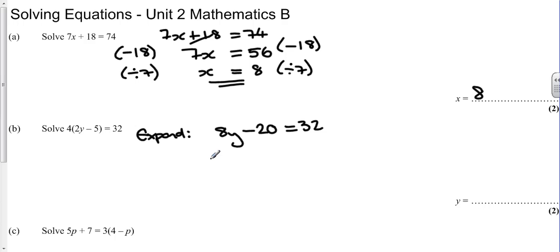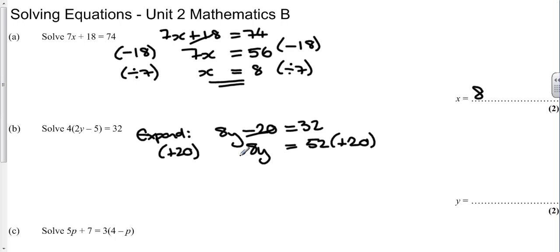Same process again, we've got to undo the steps. So y has been times by 8 and then has 20 taken away from it. So we're first of all going to add on 20, which will get rid of this term here, leaving us with 8y on the left hand side, and then if we add on 20 to the right hand side as well, we get 52. Don't be alarmed that you recognise 8 doesn't go into 52. That won't be a problem, and we'll check that we're right in a moment.